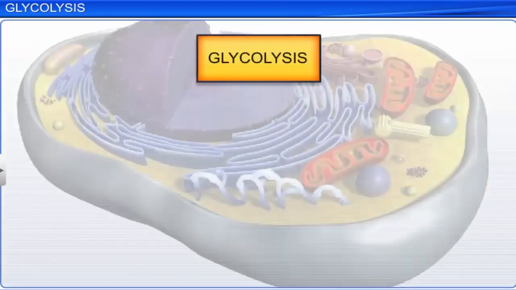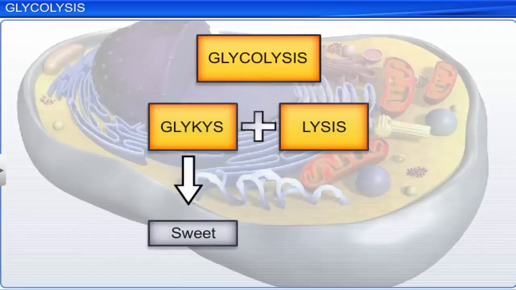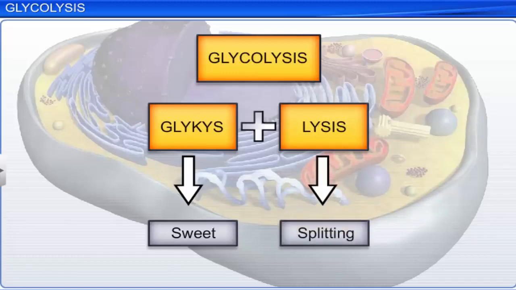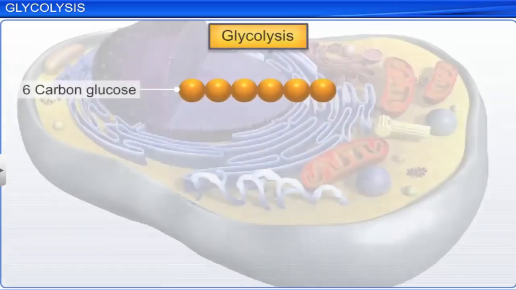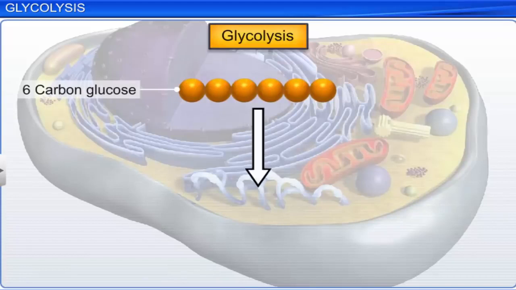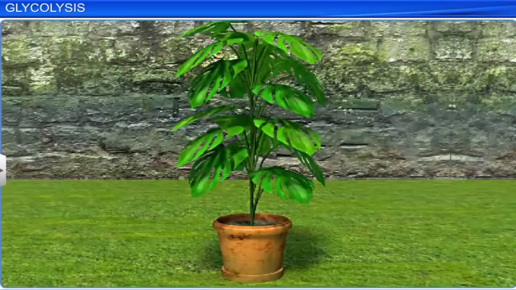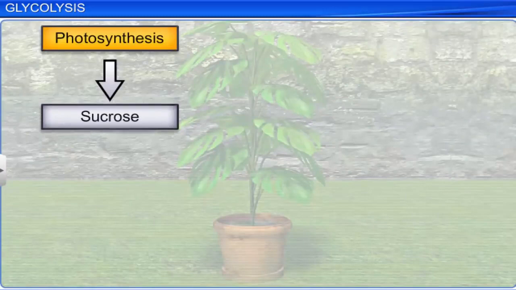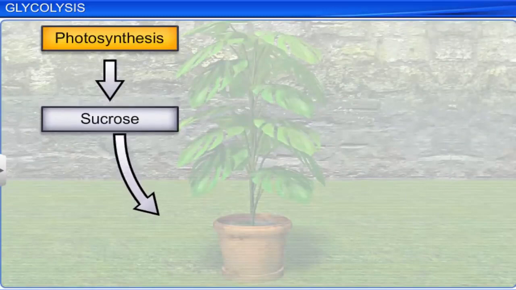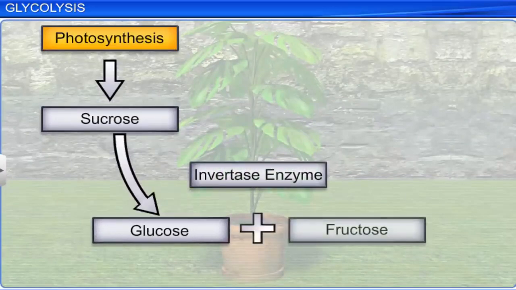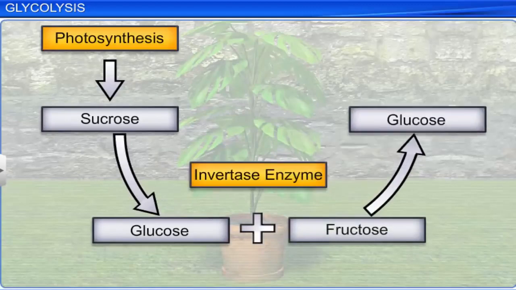The term glycolysis is derived from the Greek words glykys, meaning sweet, and lysis, meaning splitting. It involves the cellular degradation of glucose to pyruvate or pyruvic acid. In plants, sucrose, obtained from photosynthesis, is converted into glucose and fructose by the enzyme invertase.